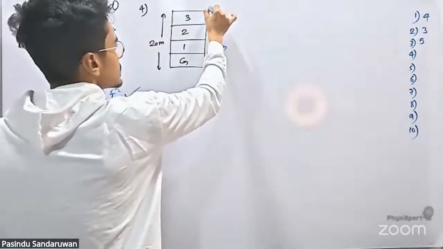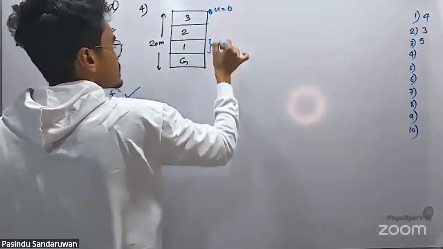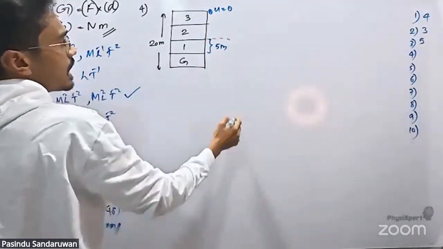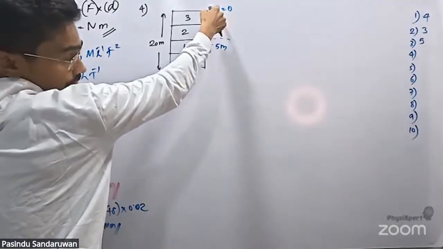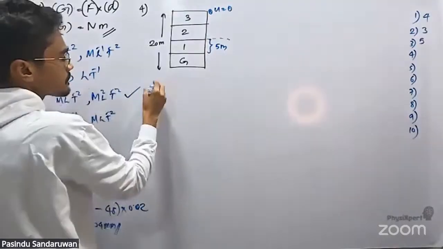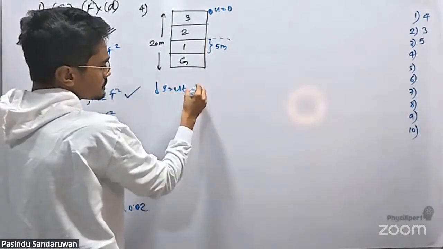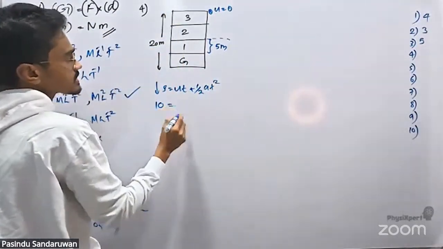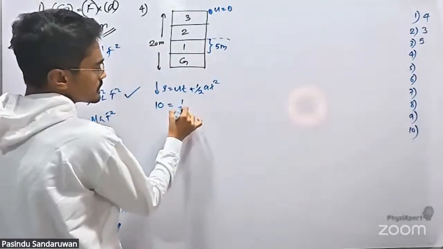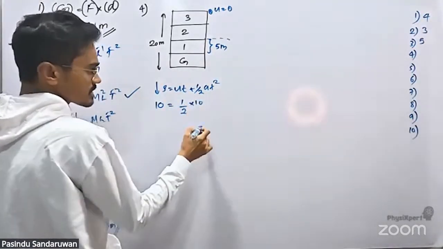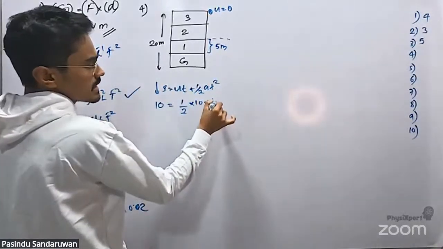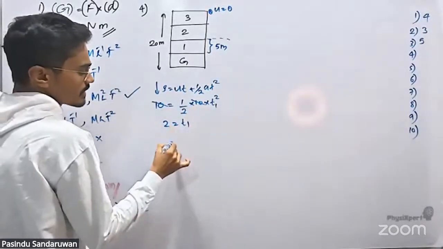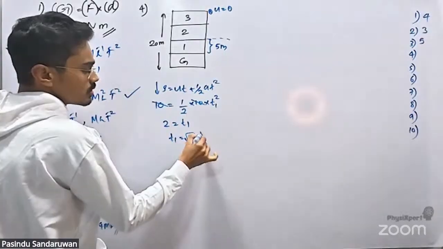Now the tile is falling from rest. First we can apply an equation up to this level and find the time taken up to this point. S equals ut plus half a t squared for the first two floors, which means until it falls 10 meters. u is 0, so 10 equals half g t1 squared, with g as 10. 10 to 10 cancels. 2 equals t1 squared. So t1 equals root 2 seconds.